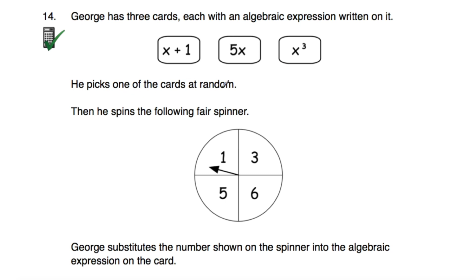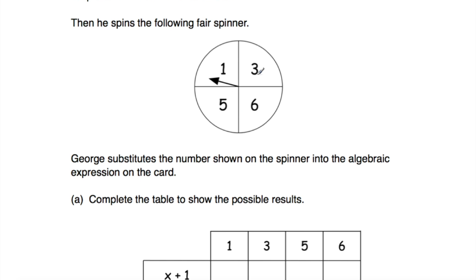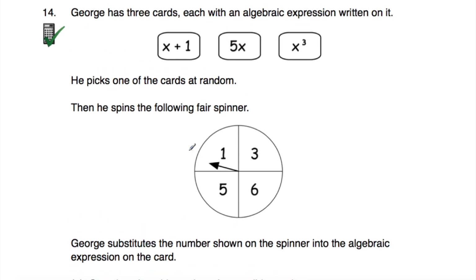And he picks one of the cards at random, so he's going to pick one of these cards at random, and then he spins his spinner. And then it says that George substitutes the number that's shown on the spinner into the algebraic expression. So for instance, if this lands on 1 and he lands on x plus 1, we're going to do 1 plus 1 is equal to 2. Or if he picked the card 5x and it landed on 1, we do 5 times 1, which is equal to 5.